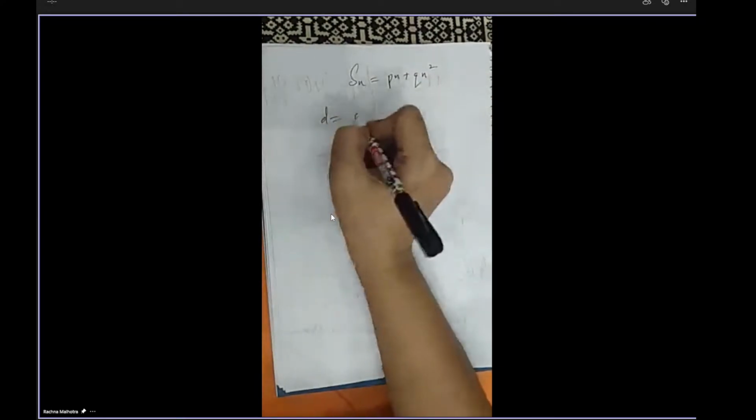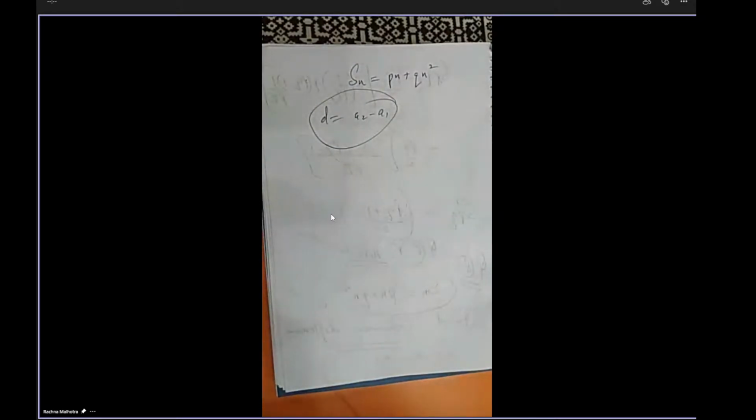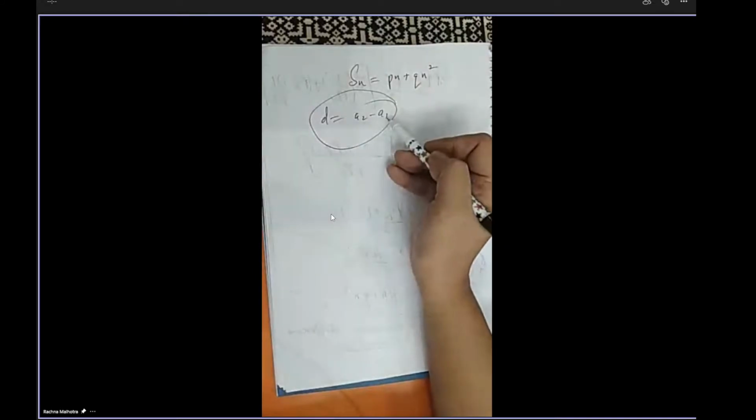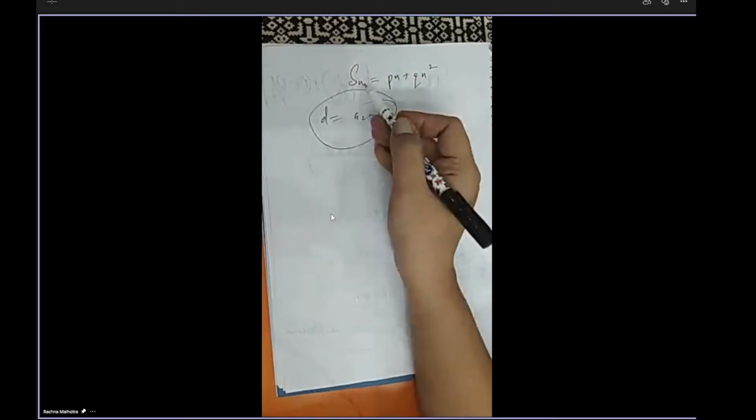Common difference के लिए वैसे क्या होता है? What is the concept of common difference, A2 minus A1? This is required. Yes, ma'am. So you can find A2, A1, or you can find this that you are telling, twice of. It will be P plus 3Q.